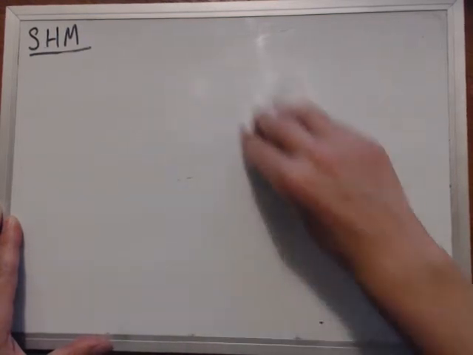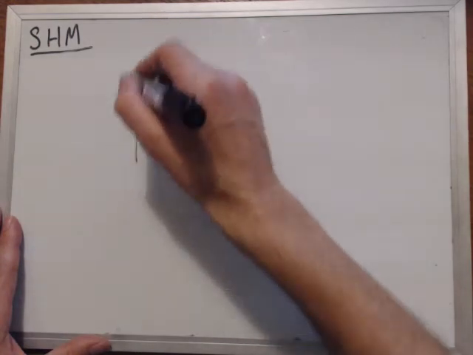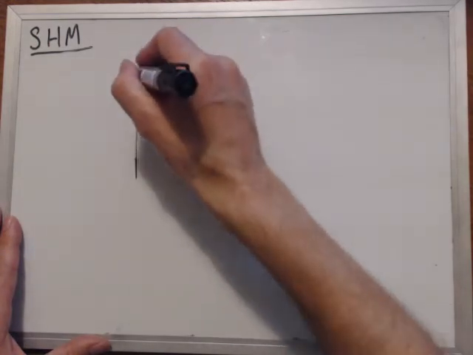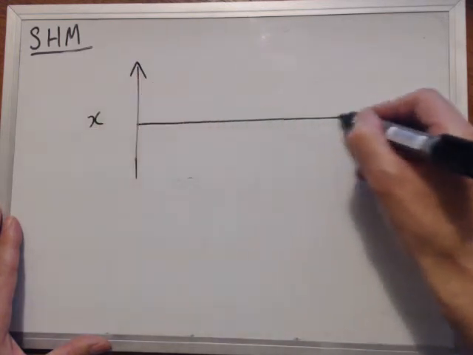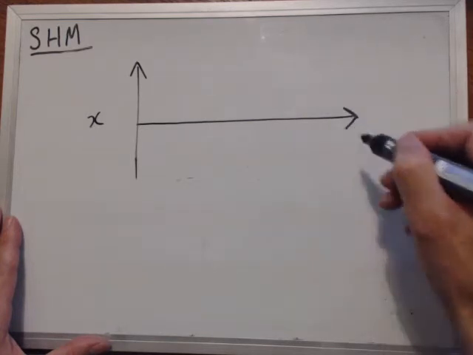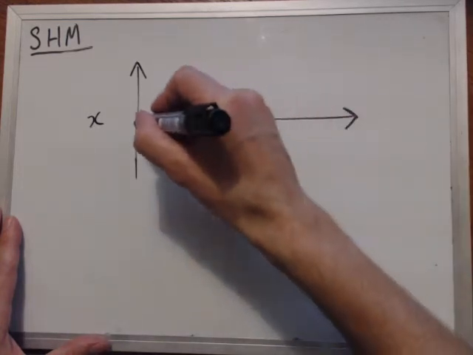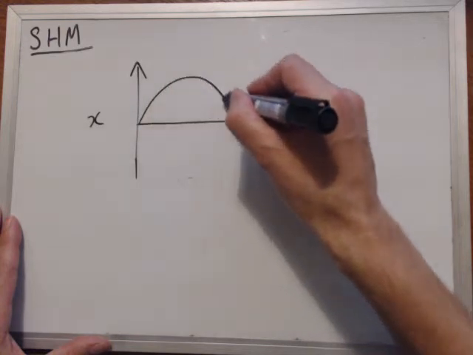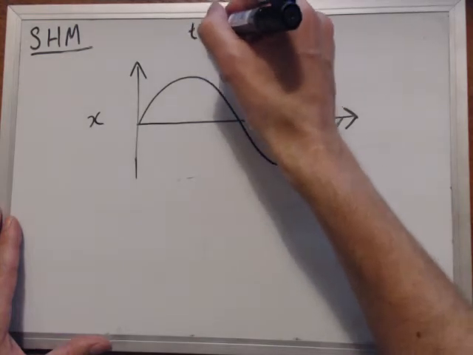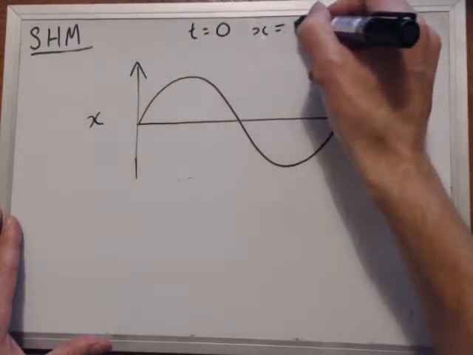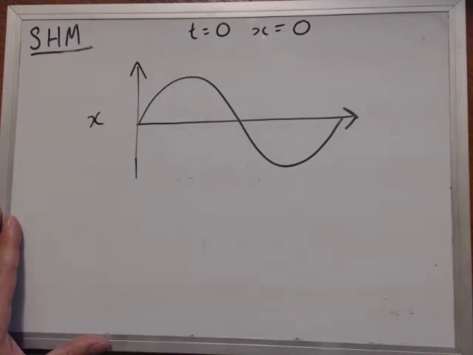The motion of an oscillating body will be sinusoidal. So if we plot the displacement from the equilibrium, x, against time period, we'll get a curve like this. So when t equals 0, x equals 0. This is our established idea here.